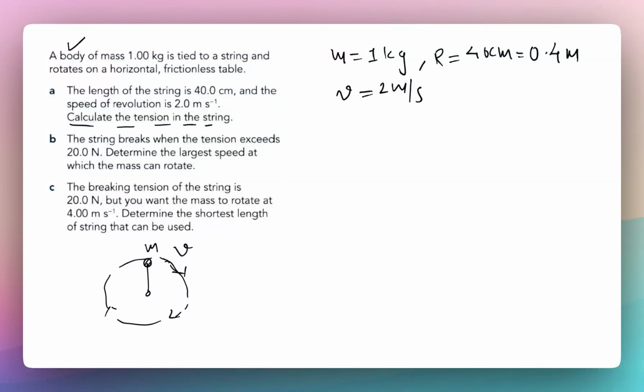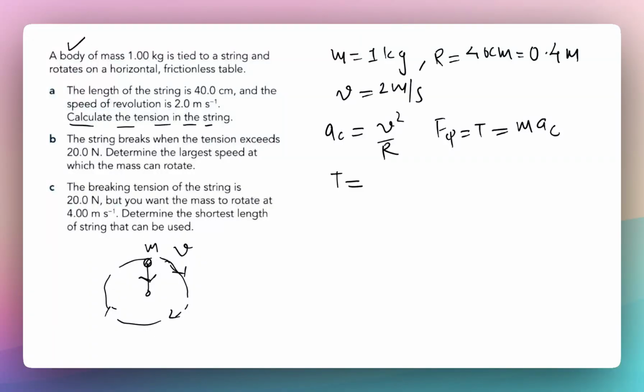So as we know, if it is rotating in a circular motion, it has a centripetal acceleration. So A centripetal is equal to V square by R, and the tension here is acting as a centripetal force. So F Cp, which is tension in this case, will be equal to mass into centripetal acceleration. So now we can calculate the tension very easily.